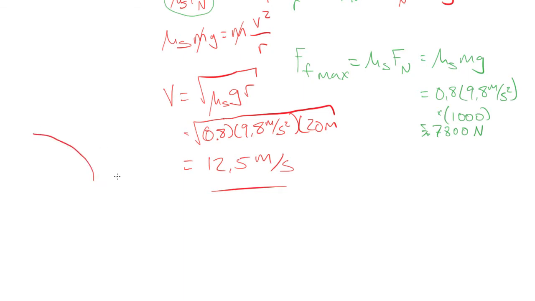So here's my curve. It's got a radius of 20 meters. Here's my car. If I'm going at, whatever I said in the original question, 50 mph, so 22 meters per second, I'm going to end up over here. If I'm going at 12.5 meters per second, I'll be going just the right speed so that I make that turn.